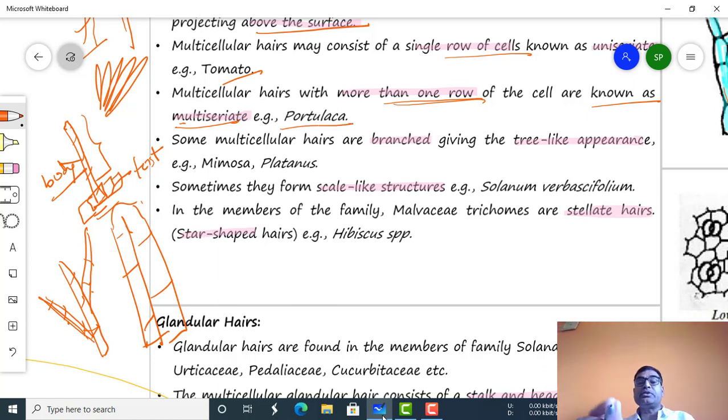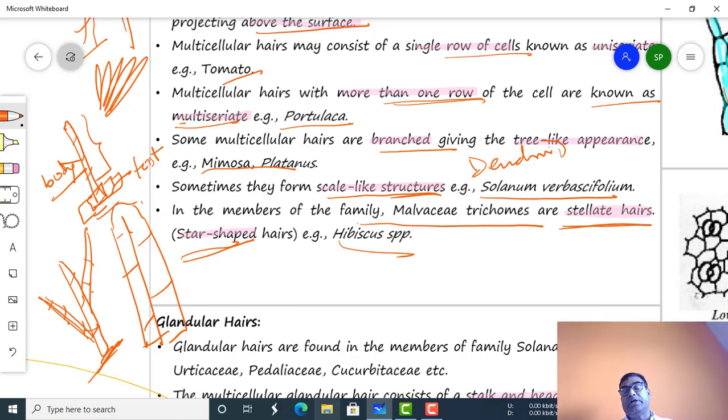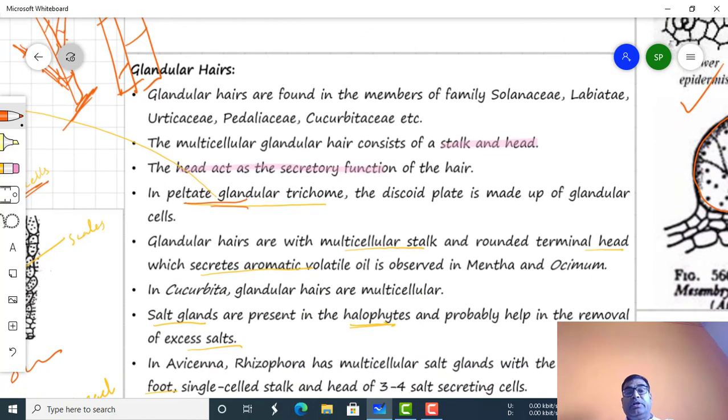Some multicellular hairs are branched in this way. These are branched, giving a tree-like appearance. Then they are called dendroid hair, example Mimosa or Platanus. Sometimes they form scale-like structures, example Solanum verbascifolium. In the members of family Malvaceae, trichomes are stellate hair. That means they are star-shaped, example Hibiscus. Now just say about the glandular hairs.